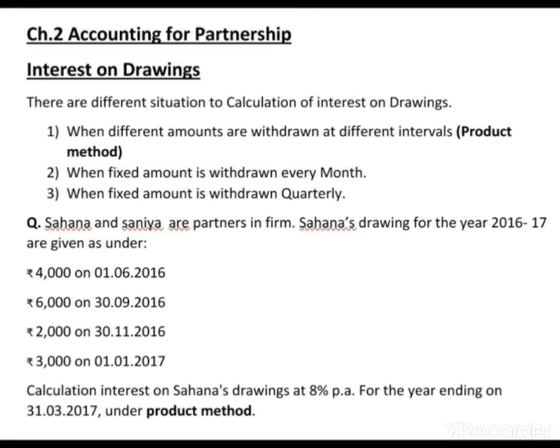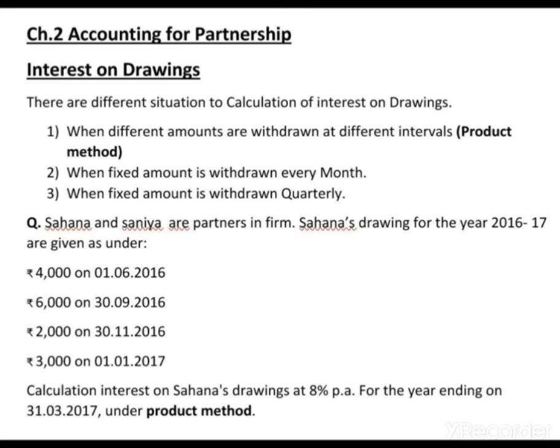Now we will take the first situation, when different amounts are withdrawn at different intervals. Different amounts means not a fixed amount; changing amounts are withdrawn at different intervals. Intervals means a time period, a changing time period also. In the exam, most of the time a question is asked on the basis of the product method. That's why we will take the first example of the product method.